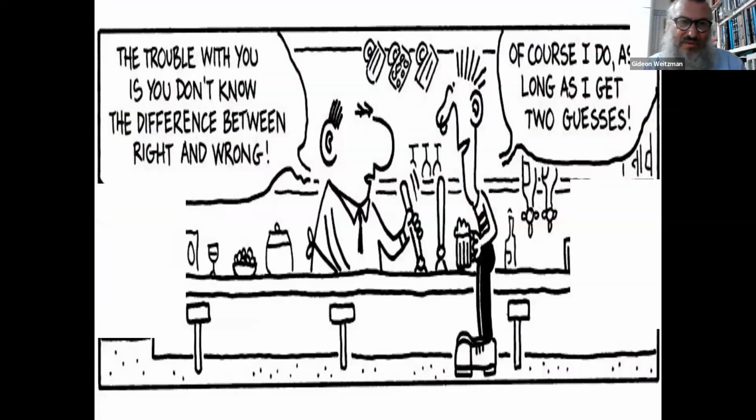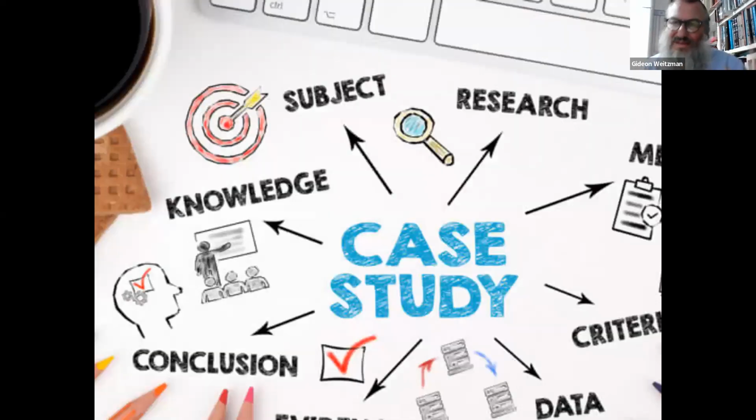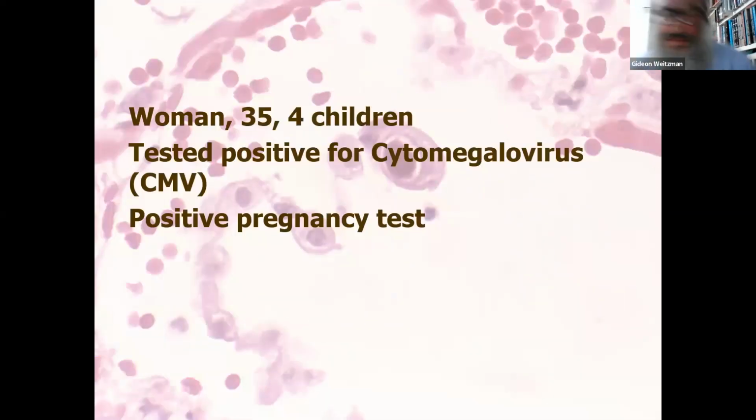As it says here, "trouble between you, don't know the difference between right and wrong." The answer is, "I do, as long as I get two guesses." You can't always get two guesses, but we need to try to put those factors in when we come up with answers. I wanted to present a couple of cases, since we have a few minutes left, so that we can see a little bit of the nuance. And the last one is the one I really want to get to.